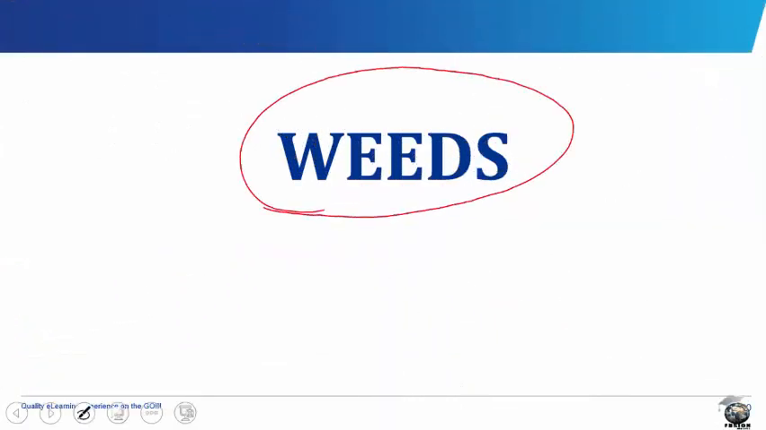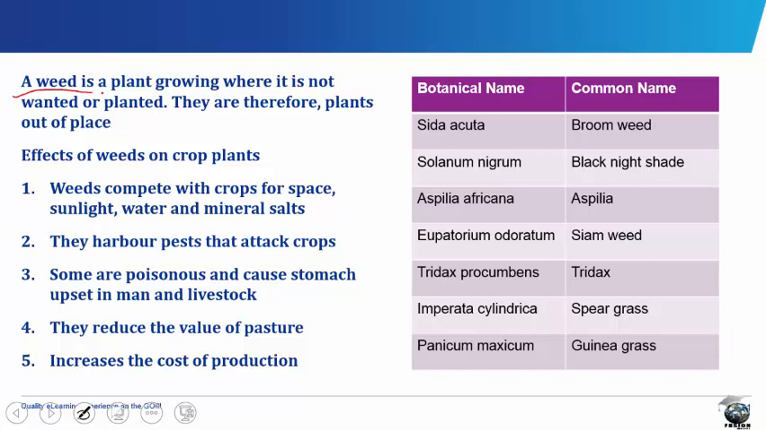Weeds. A weed is a plant growing where it is not wanted or planted. They are therefore plants out of place. A weed can also be defined as unwanted plants in our farm.